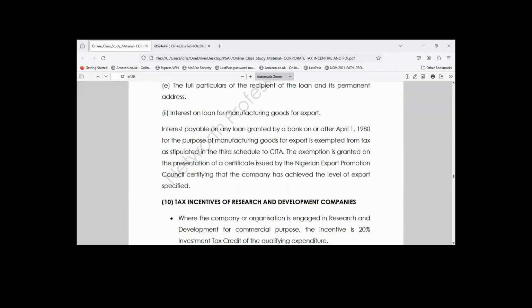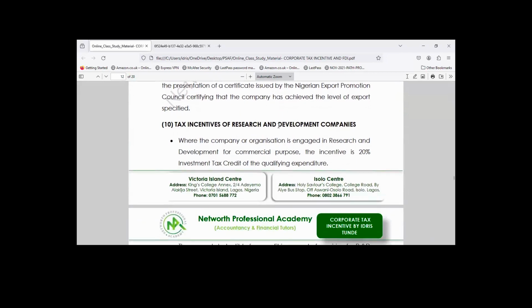The last incentive that we have is the incentive given to a research and development company. When a company engages in research and development for commercial purpose, they will be given 20% incentive on their qualified capital expenditures.